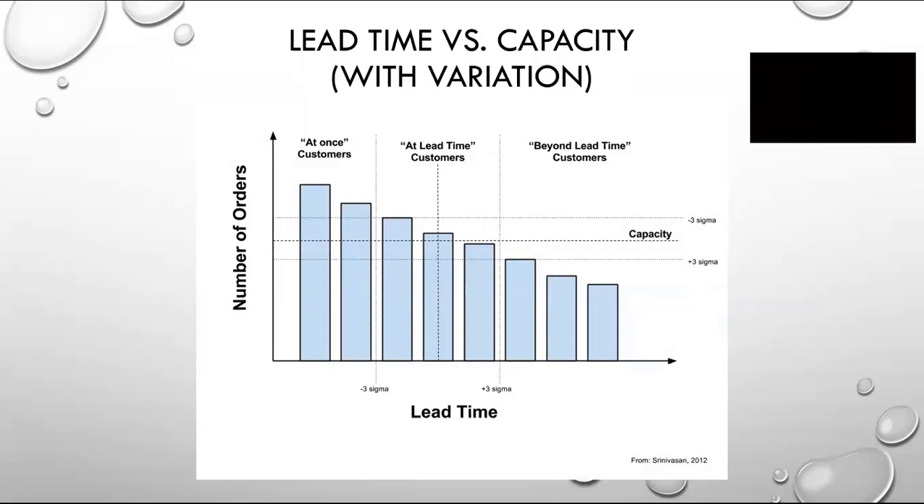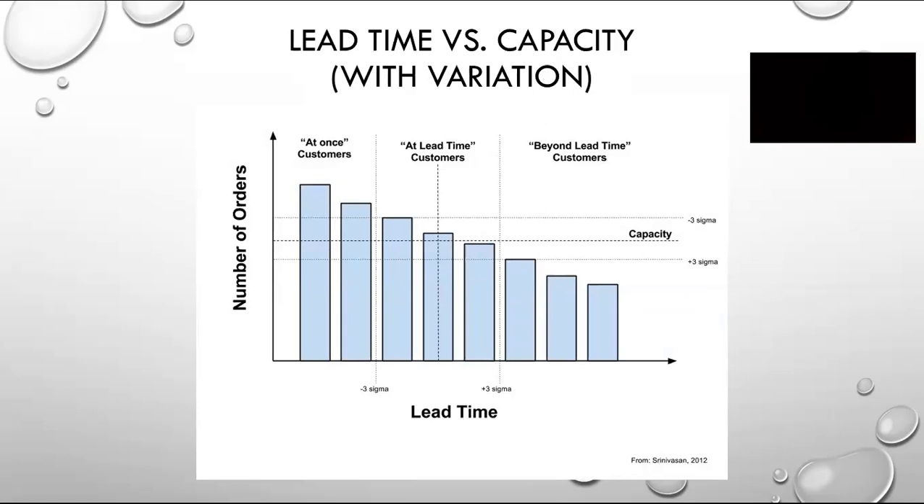Obviously, when we have variation, we have a standard deviation. The standard deviation directly relates to our service factor. And that's where the Z factor comes in. Obviously, there's a direct correlation between service factor and cost, whereas the larger the service factor, the more inventory you have to maintain.